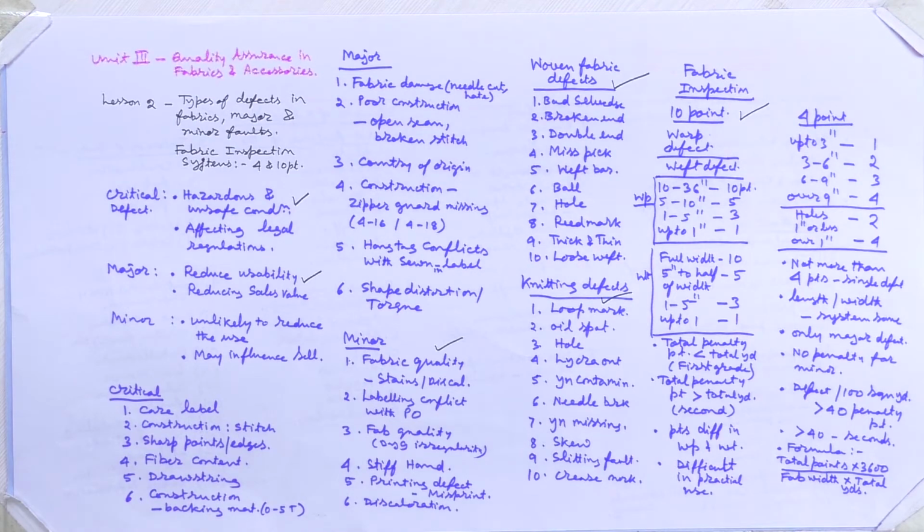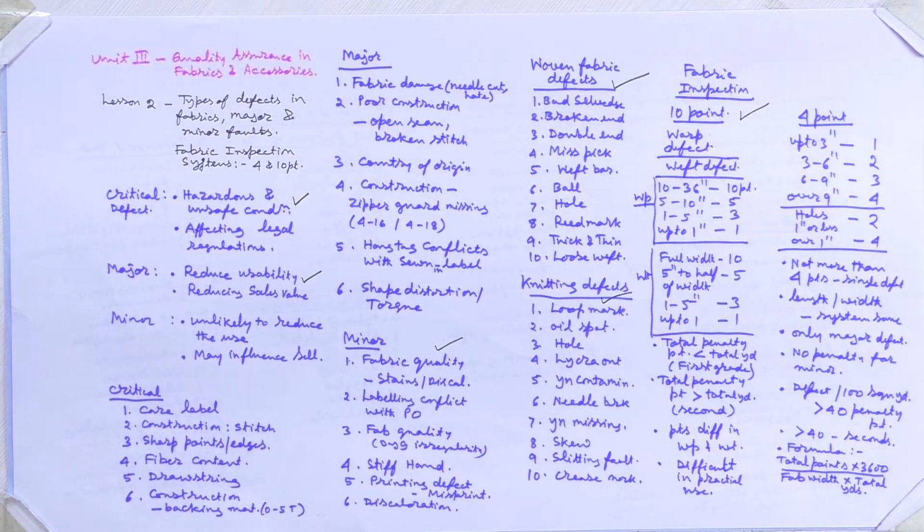Now holes, if it is 1 inch or less, will be given 2 penalty points, and over 1 inch will be given a penalty point of 4. So in this fashion, the defects are classified and penalty points are given to them. Length and width are both given penalty points in the same way.